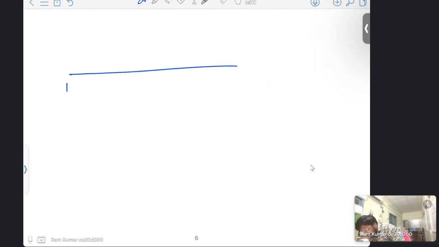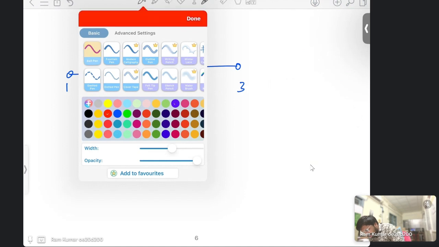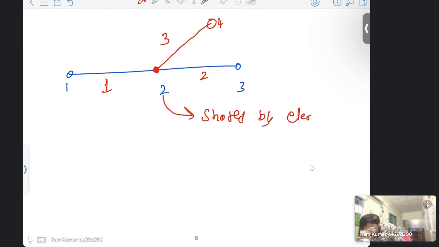This is node 1, node 2, node 3. And I'm adding here one extra element, which is having node 1. So element 1, element 2, element 3. So at this node, shared by element 1, 2, and 3. So this node is shared by all three elements. This one also, this one also, this one also.